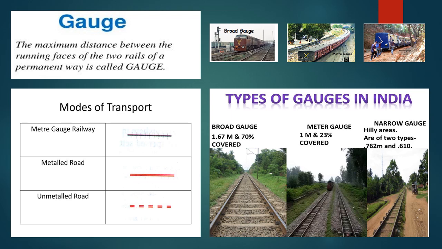Okay. So there are three major types of gauges in India. That is broad gauge. So how much distance is covered between two railway tracks? That is 1.67 meter, means 70% is covered. The second comes that is meter gauge, right? 1 meter, and 23% that much distance is covered. And the next, that is the narrow gauge, generally which is used in hilly areas. Narrow gauge. Now the broad gauge.